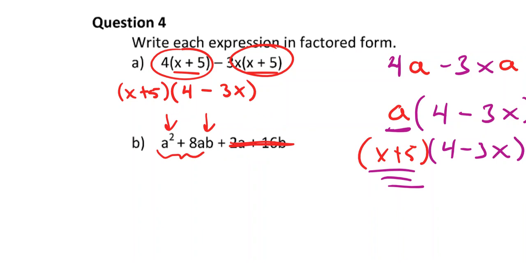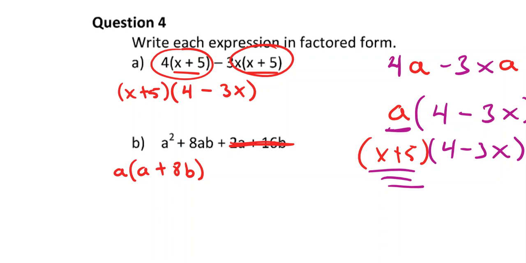If I was factoring this one, what's common here? What's the greatest common factor of a squared and 8ab? Just a. A is the only thing common to both. So we're going to say, okay, it's a, and then we start a bracket. And then what do we have left? It'd be a plus 8b. And then close your bracket.